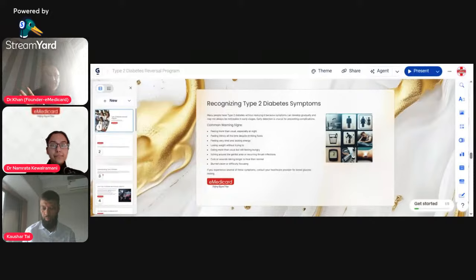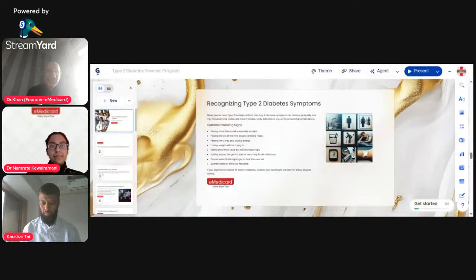So what are the symptoms? If you see the symptoms of type 2 diabetes, they are simple. Too much pain, feeling thirsty most of the time, right? Then feeling very tired, lack of energy, losing weight, right? Then you have itching around your genital areas, eating more than usual, feeling too much hunger, too much peeing, right?